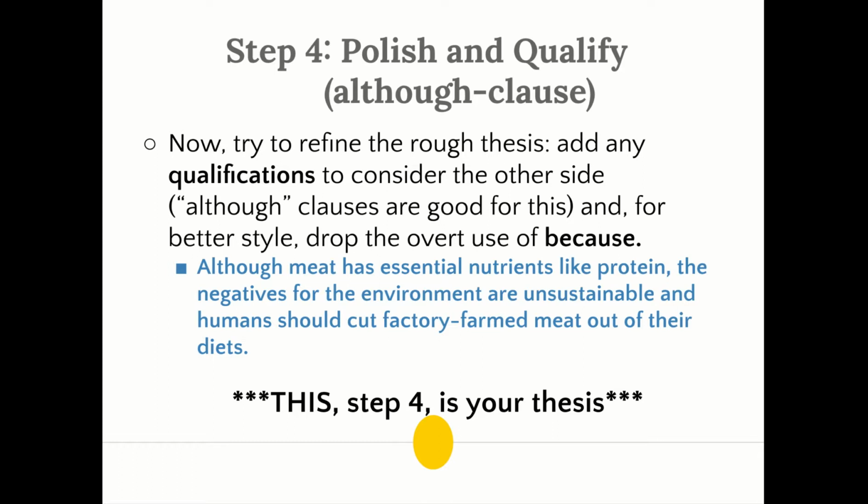An example for the meat topic could be, although meat has essential nutrients like protein, comma, the negatives for the environment are unsustainable and humans should cut factory farmed meat out of their diets. Okay, so that first part, the although, then you acknowledge what the other side believes, and then comma, you get into your position again. Why do you believe your side? This, step 4, is your thesis. This is the sentence you will end up putting into the introduction of your argumentative essay.